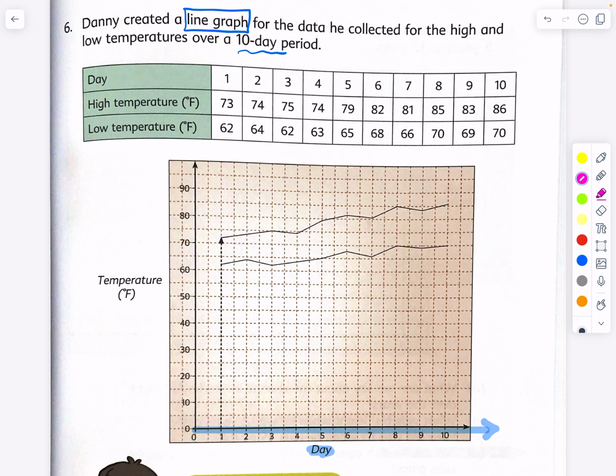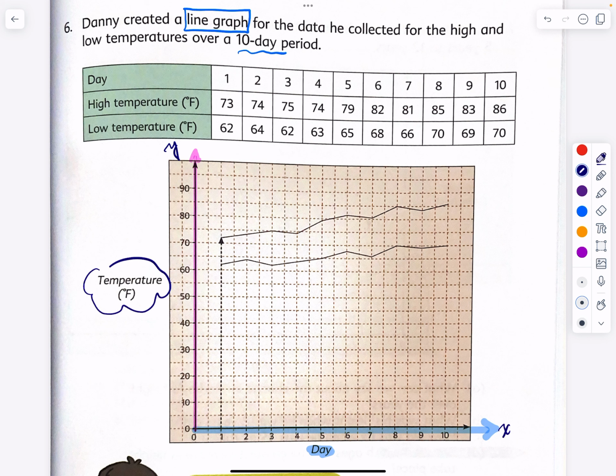But what depends on the time? In this case, the temperature depends on the time. So that's why you see for the y-axis, right? Let's label it. This is the y-axis. This is the x-axis. We have the temperature, and it ranges from 0 to 90 degrees Fahrenheit.